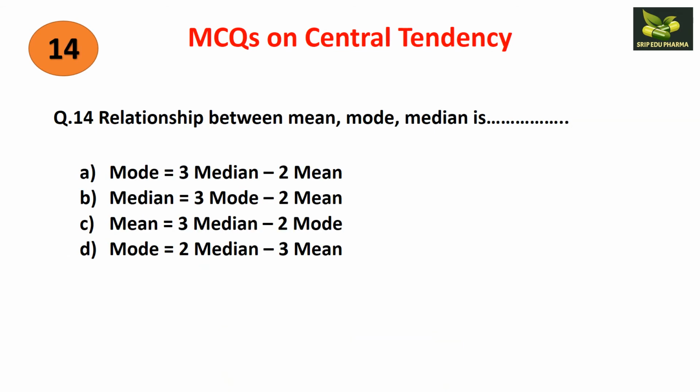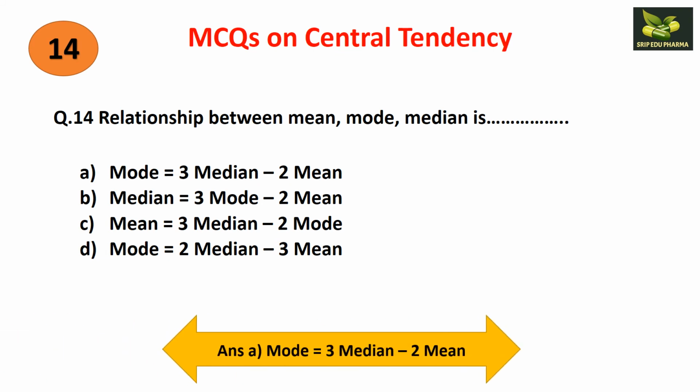Relationship between mean, mode, median is A, mode is equal to 3 median minus 2 mean, B, median is equal to 3 mode minus 2 mean, C, mean is equal to 3 median minus 2 mode, D, mode is equal to 2 median minus 3 mean. Here answer will be A, that is mode is equal to 3 median minus 2 mean.